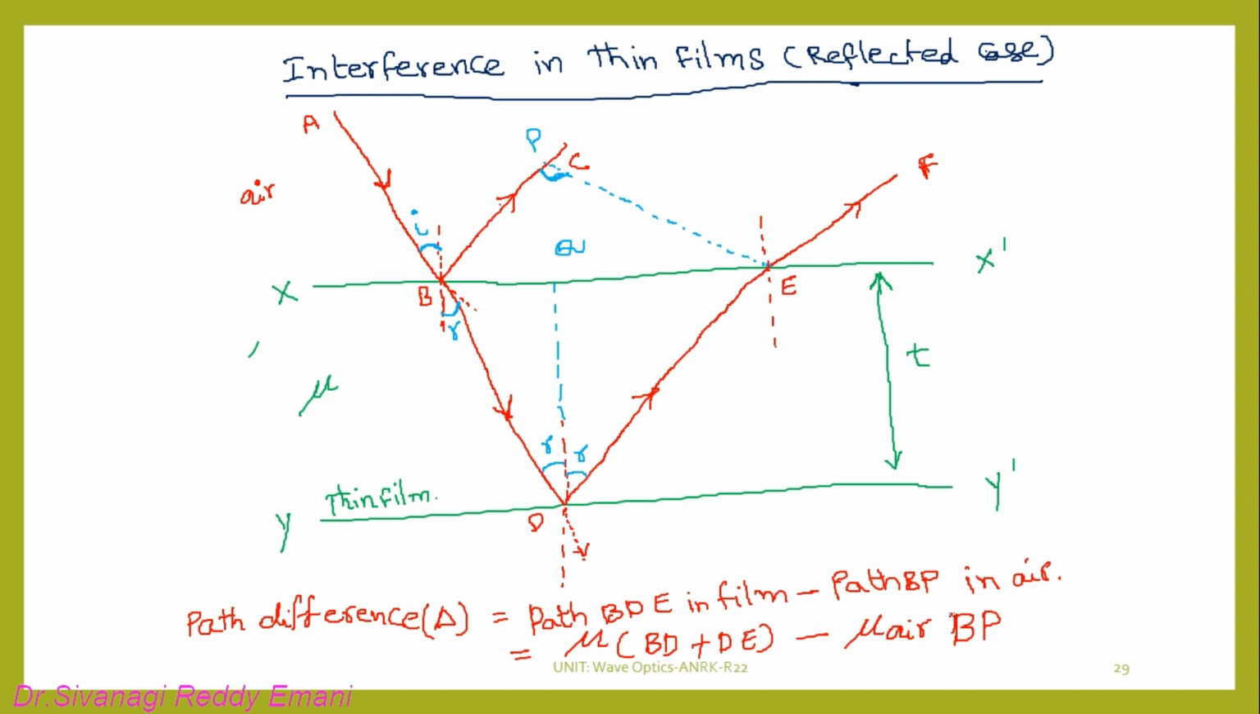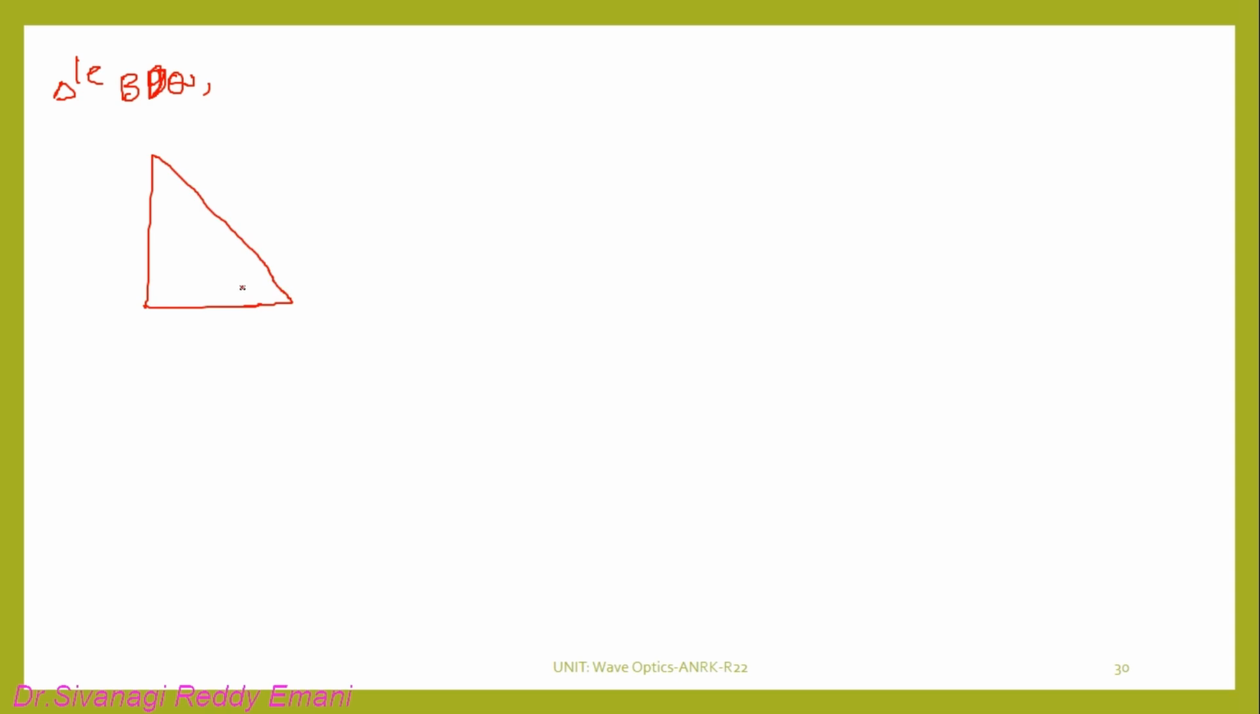In order to calculate these parameters, we use these triangles. To calculate BD, we use BDQ. To calculate DE, we use DQE. Then to calculate BP, we use BPE. So three triangles we will use and calculate the concerned parameters. Take triangle BDQ. This is the triangle. At Q we have the right angle.